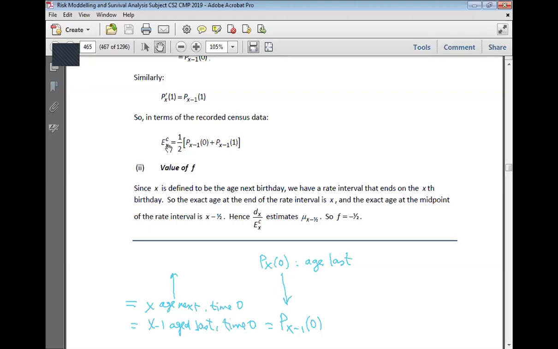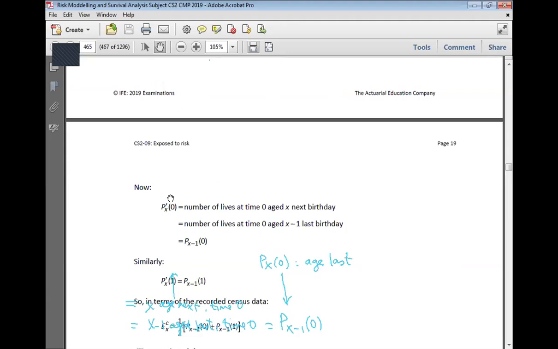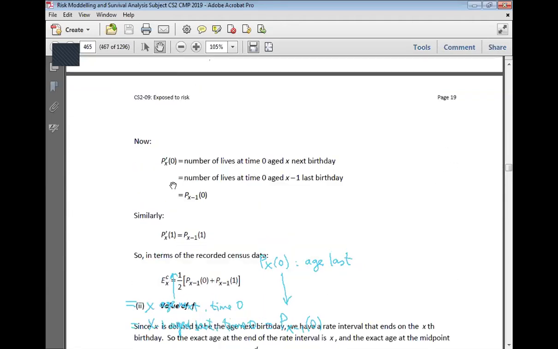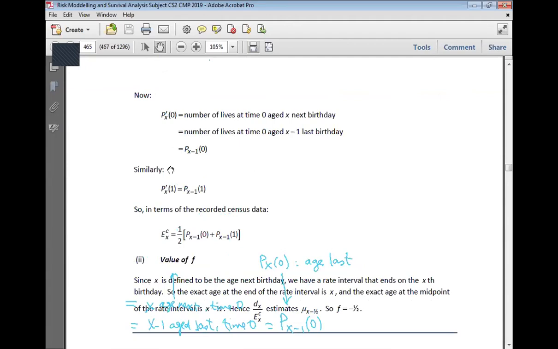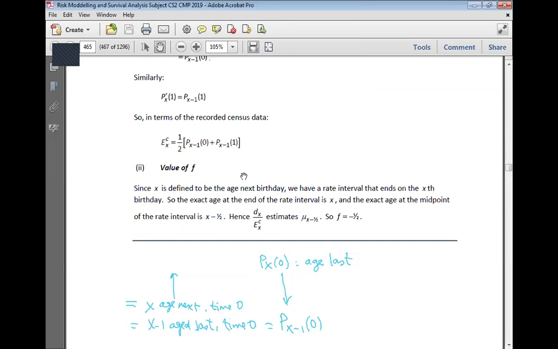So even though you had information about the exposure data in terms of age last, you converted that to age next. And then you try to figure out the relationship between this age next and the age last that you know, so that with the information that you have, you can figure out the value of this particular thing. So now you have to not look at the X, but X minus 1 year for your age last. And then again, for the value of F, all we know is that the definition that we are using is age next. So here, using that, you will have to determine the interval that you are looking at.